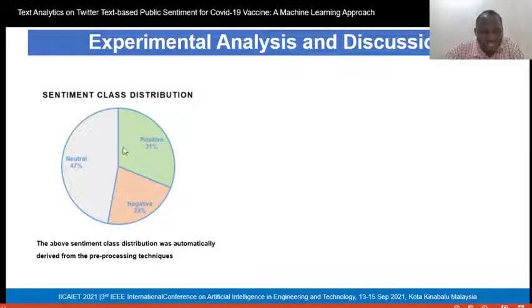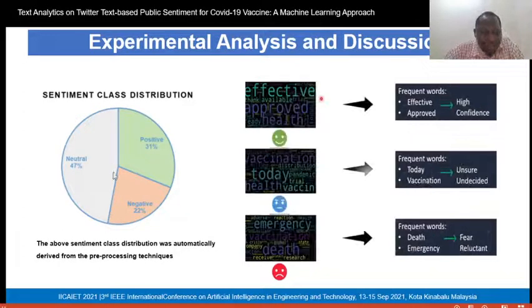So after deriving these sentiment classes, we are going to pass them into the machine learning algorithm. But you can see that the data is not balanced, so in the next slide we apply a technique that can help us balance the data before passing it to the machine learning algorithm.